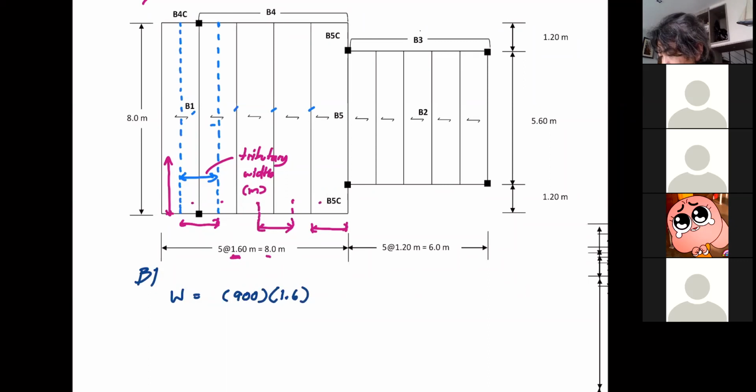This plus 300 should give us the total uniform load acting on our beam B1.